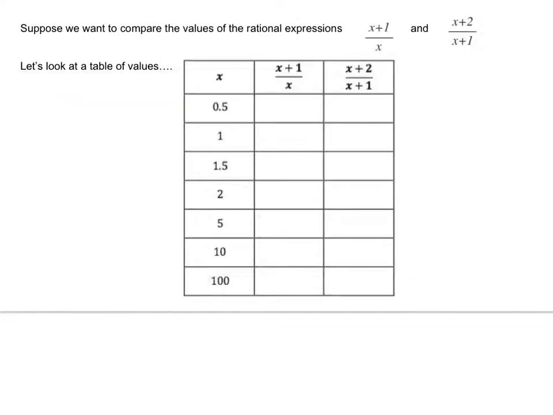Okay, let's try another example. Suppose we want to compare the values of the rational expressions x plus 1 over x and x plus 2 over x plus 1 for positive values of x. What are some ways to do this? You can look at a table like we did before, which we're going to do now. So we're trying to compare these. What else could we do? We could graph them and compare what happens. That would be difficult. Let's just go ahead and start with the table.